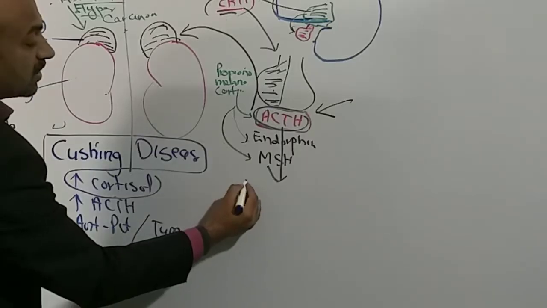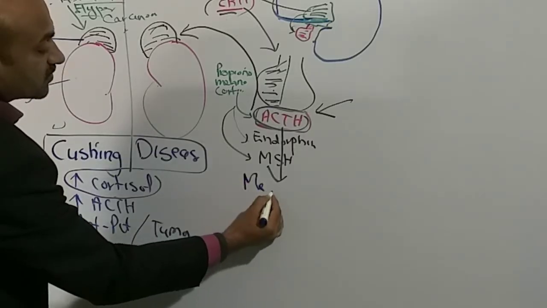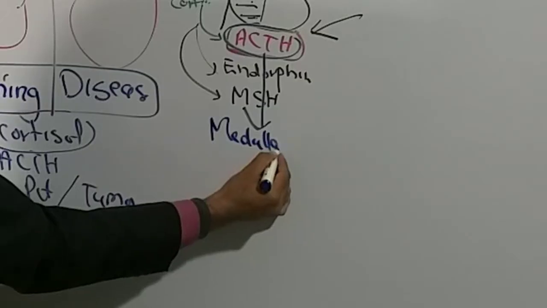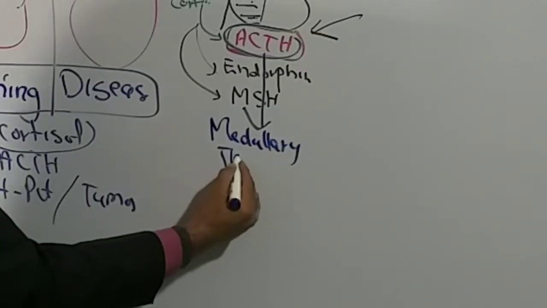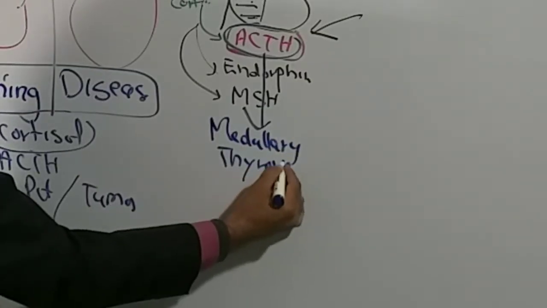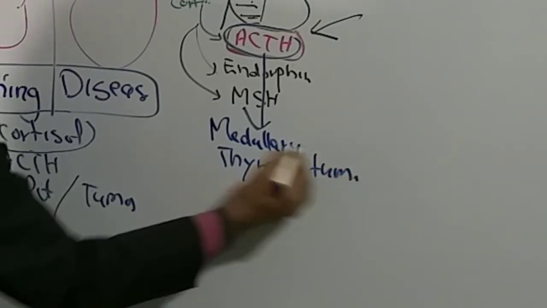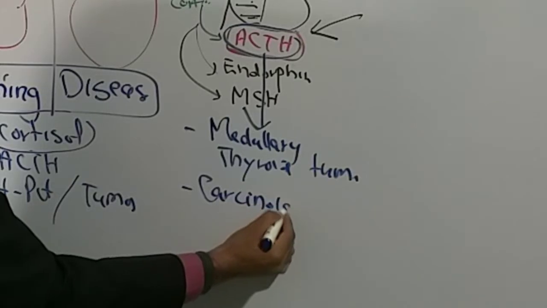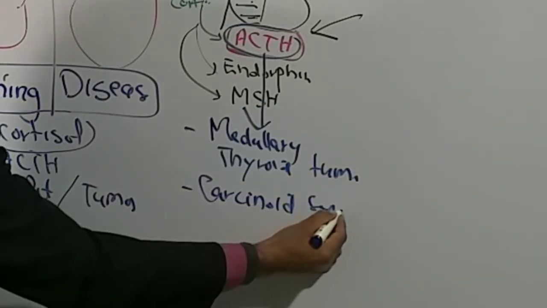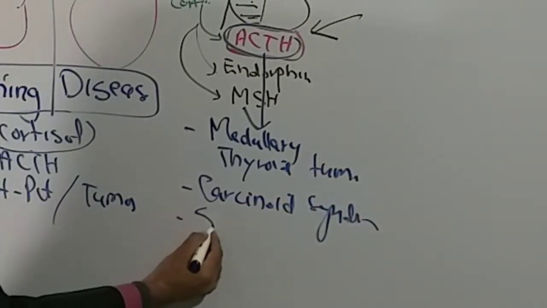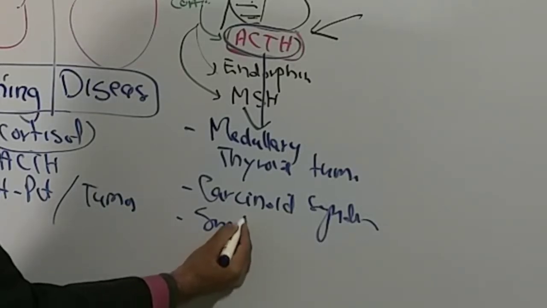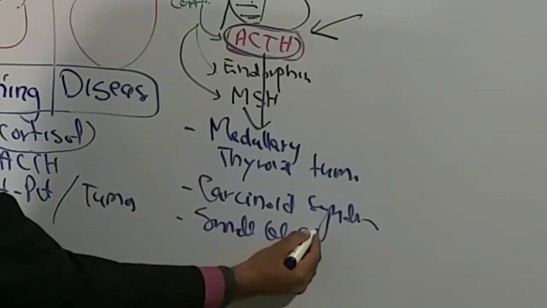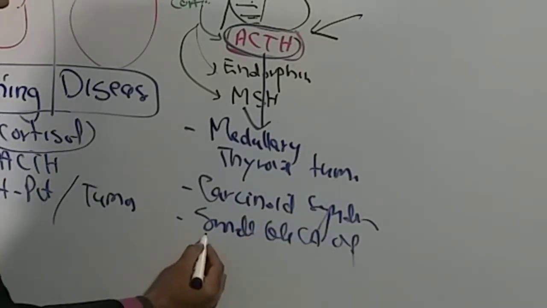For example, it can be medullary thyroid carcinoma. Medullary thyroid tumor can be one reason. It can be carcinoid syndrome, and it can be small cell carcinoma of lungs.